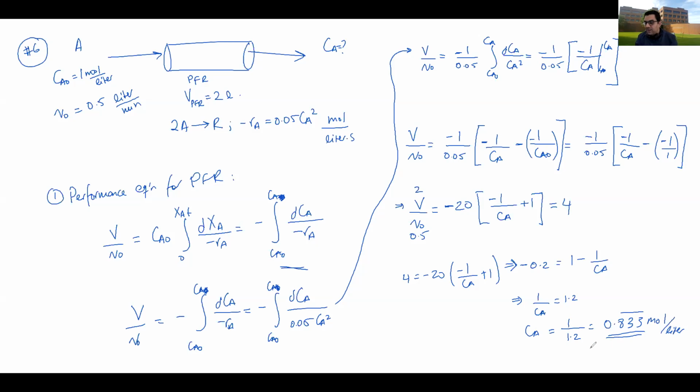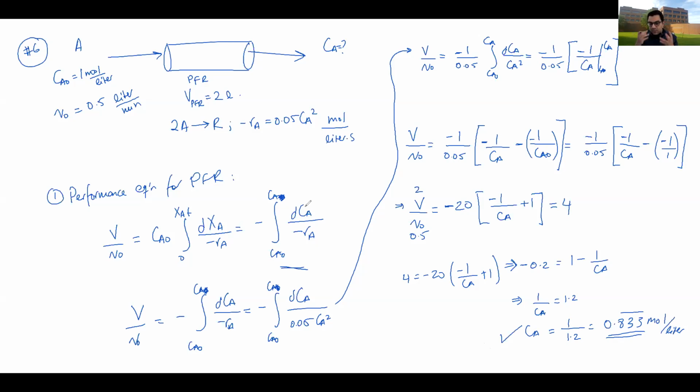You're being asked to find the outlet concentration, and this is the outlet concentration, and this is how we solve this problem. Again, similar approach: you're given a reactor, a bunch of conditions, and a reaction rate. Write your performance equation, work through the problem, and find your number, okay? If you make an error at the very beginning, then you didn't understand the problem.